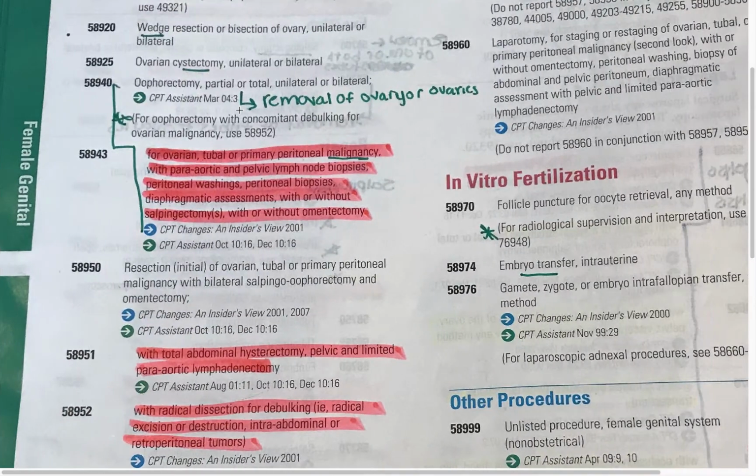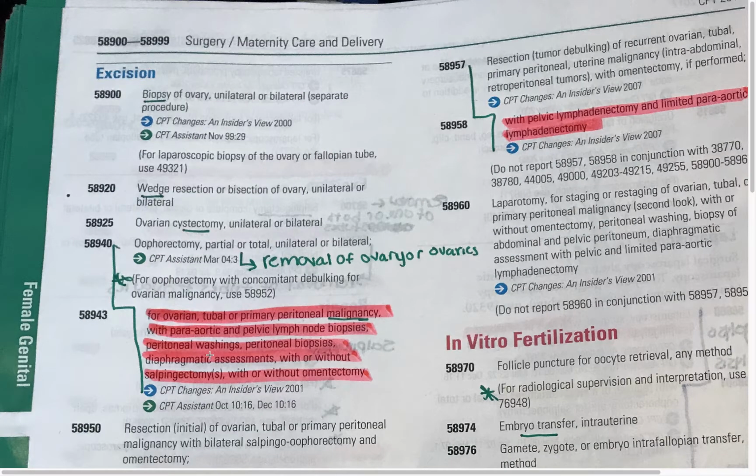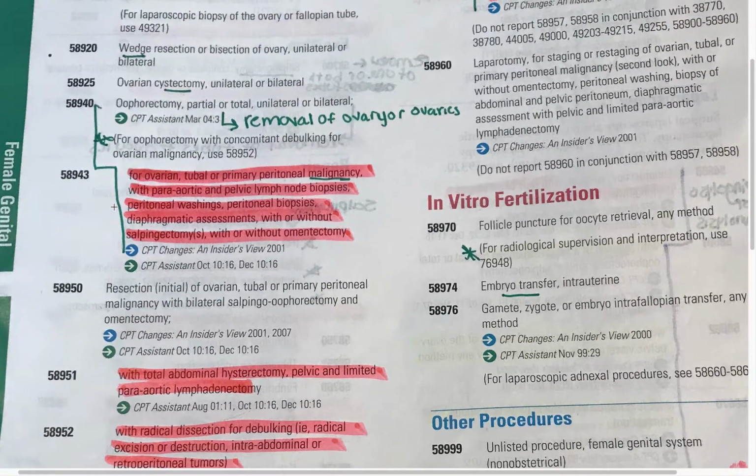In the excision section for the ovary, you do have a biopsy of the ovary, unilateral or bilateral, and that is a separate procedure, 58900. If they do a wedge resection or bisection of ovary, unilateral or bilateral, it's 58920. An oophorectomy, partial or total, unilateral or bilateral, is the same thing we talked about with the fallopian tubes, but this is for just the ovaries. And indented underneath that is for when they do an oophorectomy, partial or total, unilateral, bilateral for ovarian, tubal, or primary peritoneal malignancy.